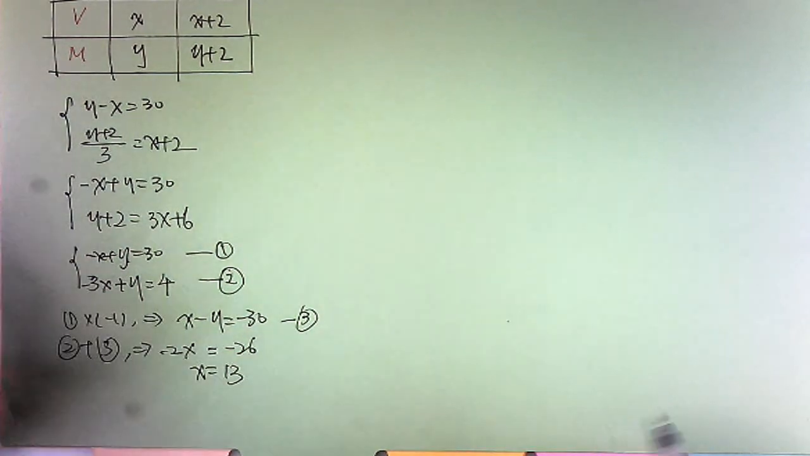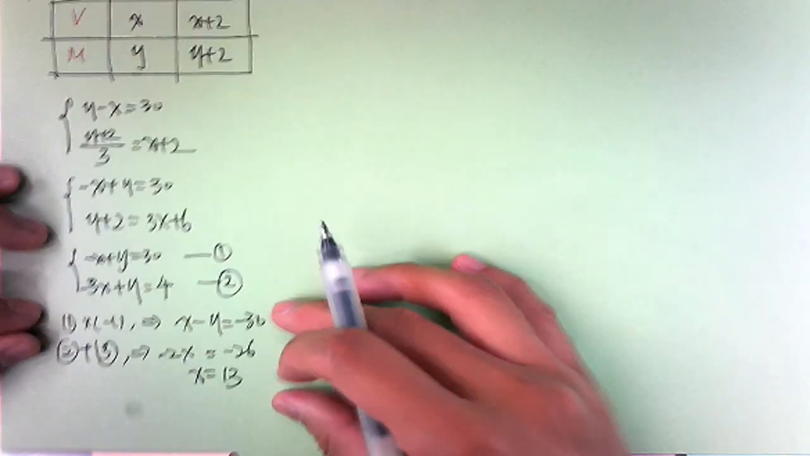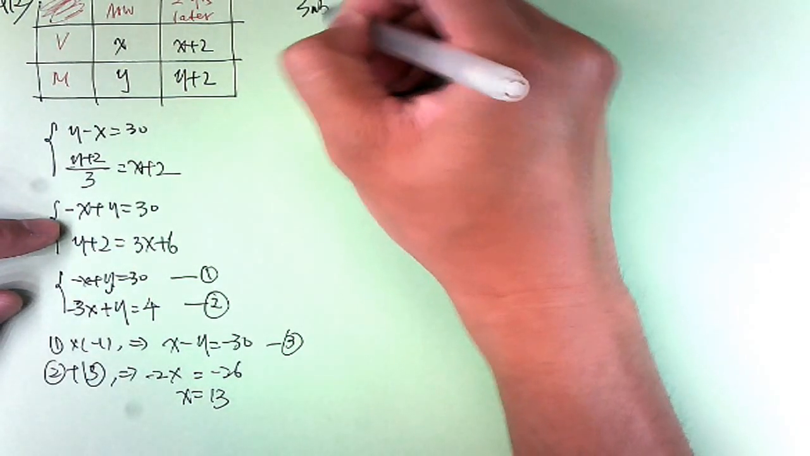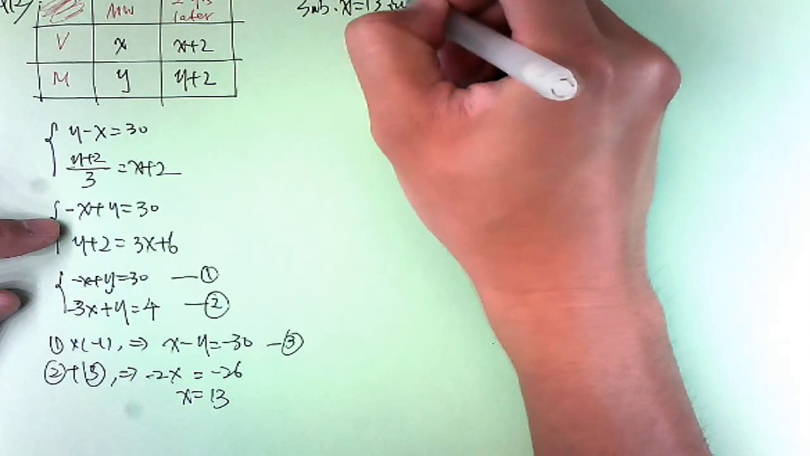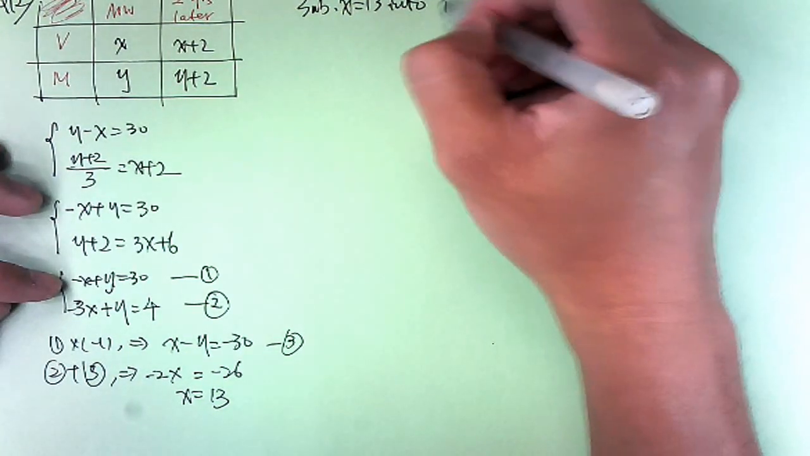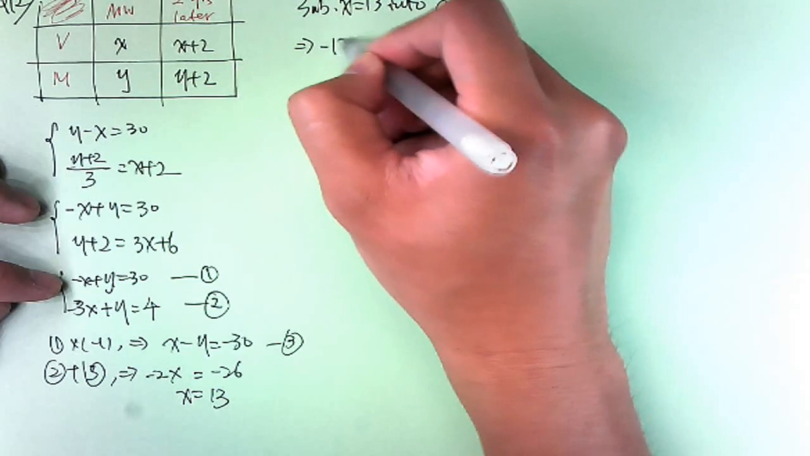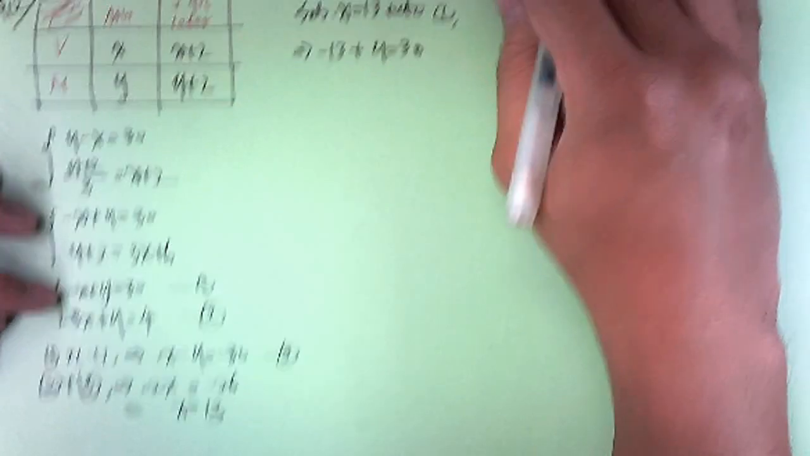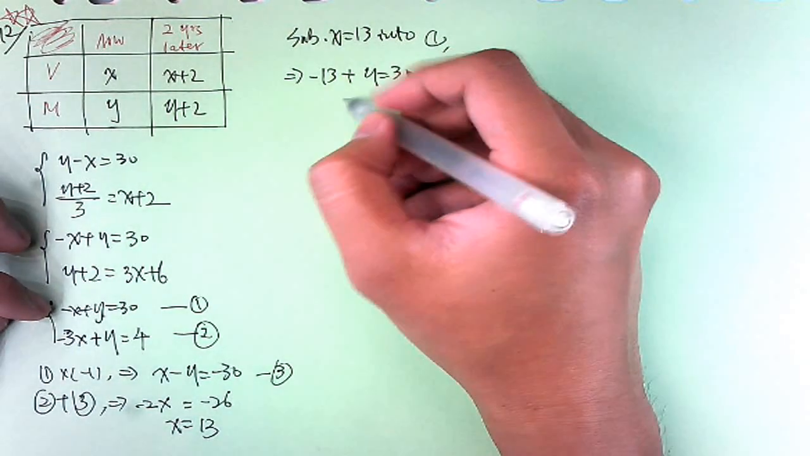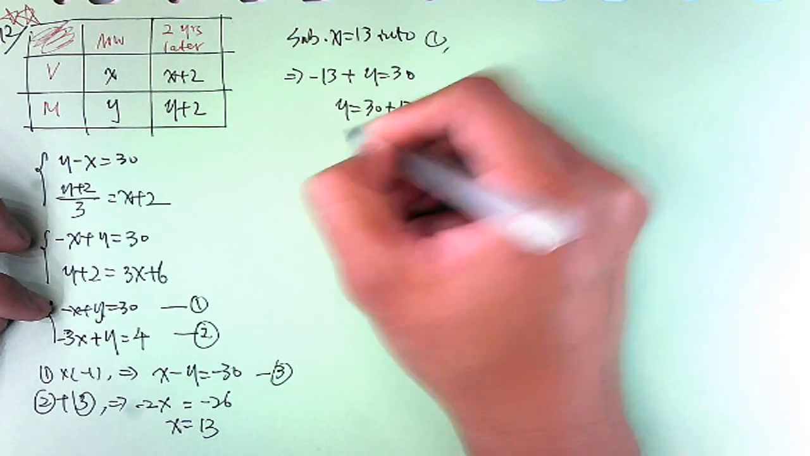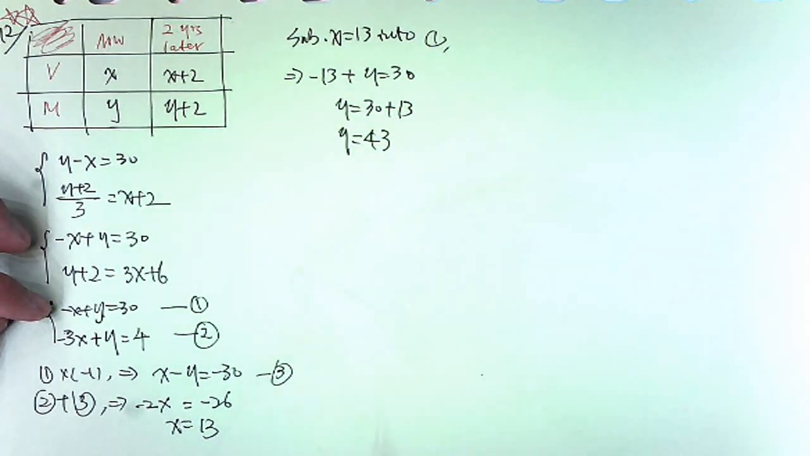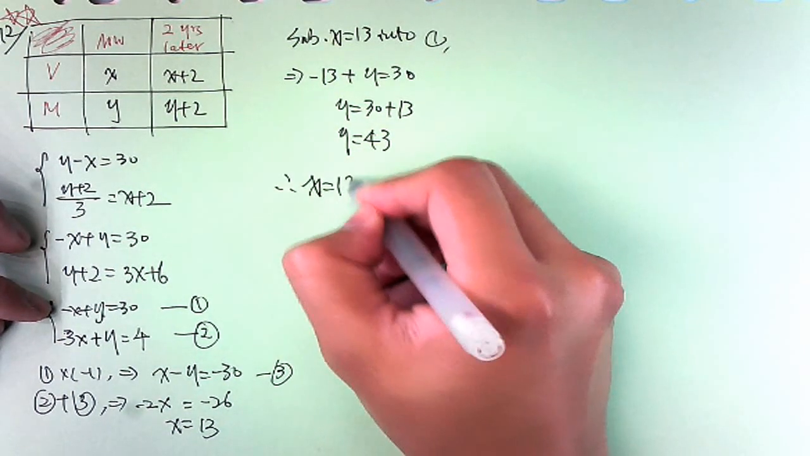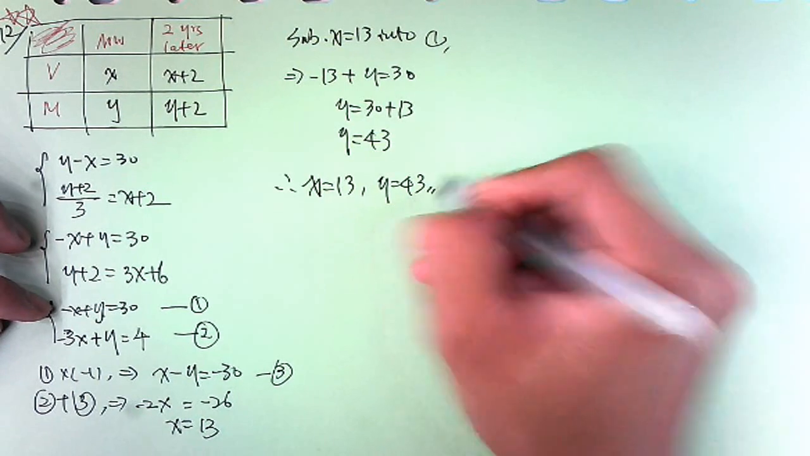So you have to find out y also. I don't have any space here, so I will do it here. You substitute x equal to 13 into 1, okay? You have minus 13 plus y equal to 30, okay? So y equals 30 plus 13, and then y equals 43. So to make some conclusions, x equals 13, y equals 43, understand?